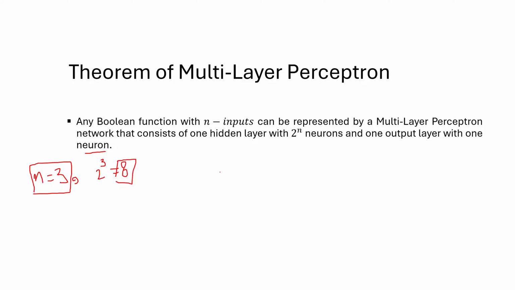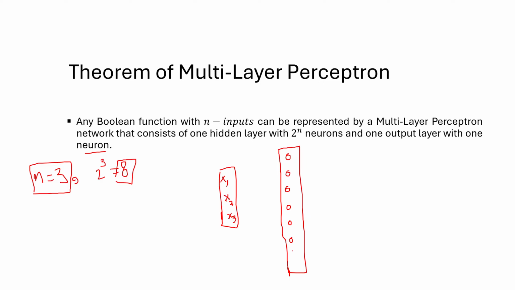So it will look something like this. If this is the input layer having 3 inputs x1, x2 and x3, it could be solved with a multilayer perceptron having one hidden layer where there will be 8 neurons, 1, 2, 3, 4, 5, 6, 7 and 8, and one output layer with just one neuron. This is the output layer.